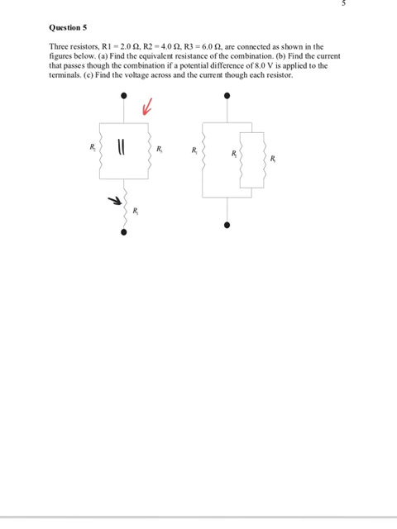We can then find the current that flows through the combination, and then we can find the voltage across and the current through each resistor. So that's how we solve these problems. So let's find out what we have here.